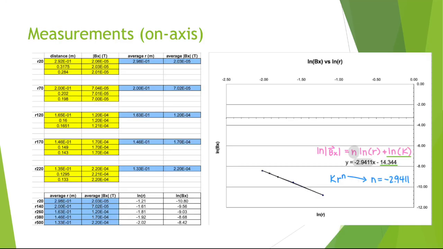These are my measurements that I received from my on-axis experiment, where I focused on the net magnetic field on the x component, and then to the right is the linearized equation of the distance dependence formula so I could plot this line. Using the line slope-intercept formula and the distance dependence formula that was linearized, we can find that n is equal to negative 2.9411, which is my slope.